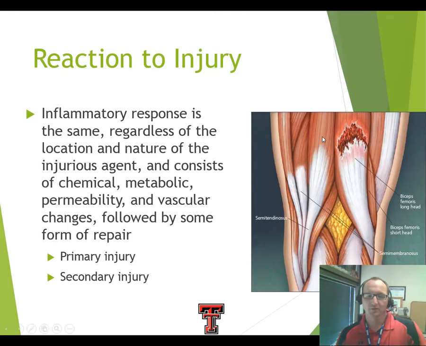Okay. So if we sustain a strain in our hamstring, we've got primary injury. We've got tissue at the site that has been damaged. Cells are actually dead. Okay, and then we also have secondary injury as a result of this chemical, metabolic, cell membrane permeability, vascular change, where the surrounding structures that weren't killed, cells weren't killed during the initial insult, are compromised following the injury because of the changes associated with it.